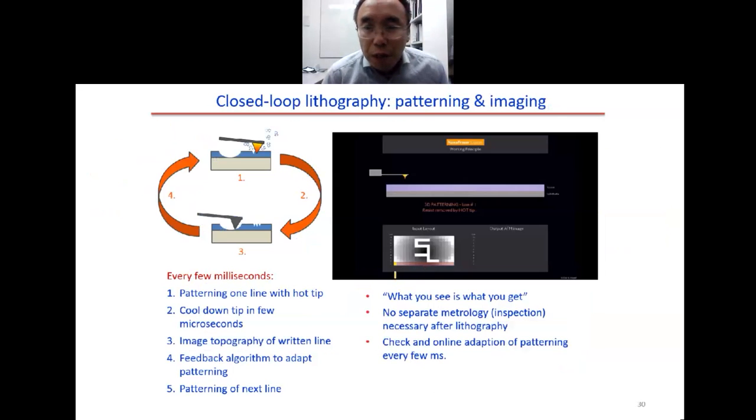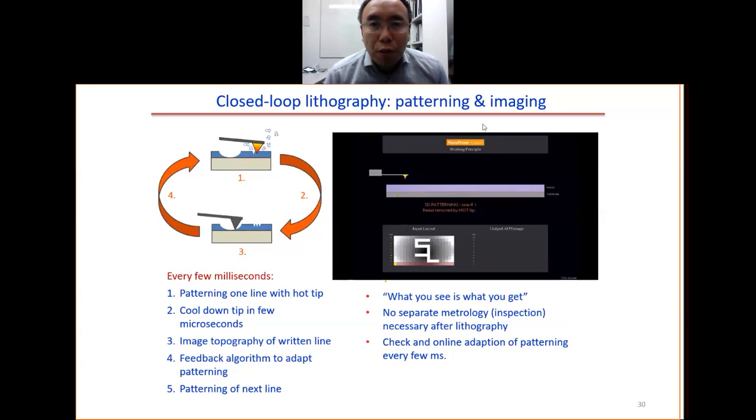So here I will show you the video of how this process works.